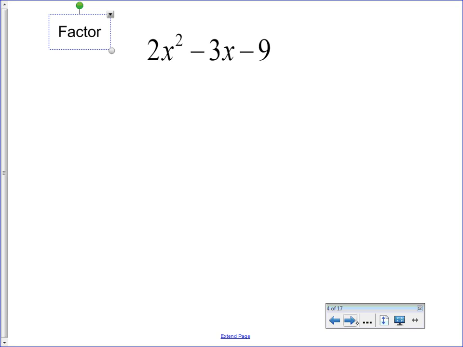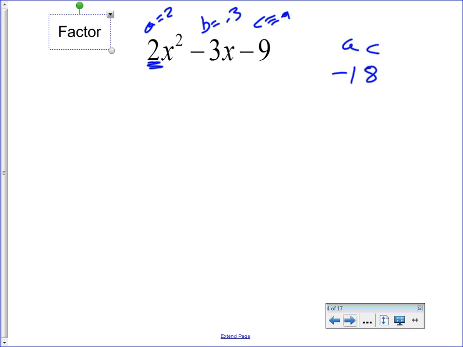For the third problem, it's a second degree trinomial, and we need to factor it, if possible. So since there's a number in front of x squared, we're going to use our old technique where we say a is 2, b is negative 3, and c is negative 9. So a times c is negative 18.